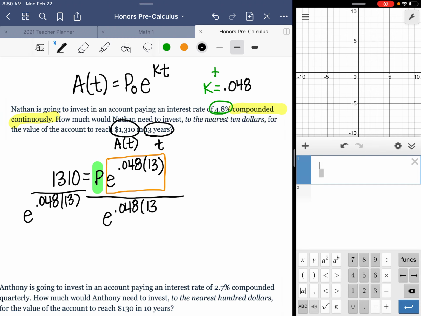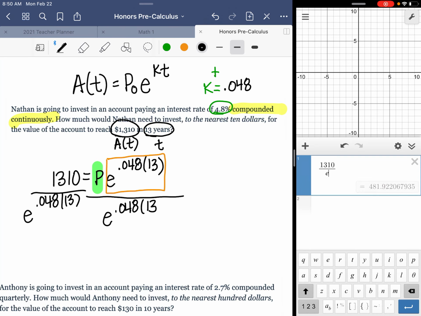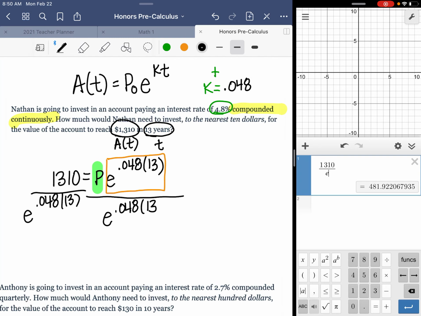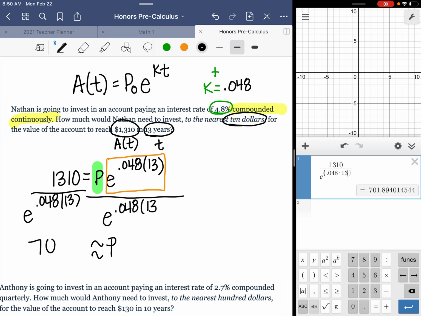And then I could put it right into Desmos. I'm going to go ahead and set my fraction up with a division symbol first. And remember, e you just get from the keyboard. And I'm going to raise that to parentheses 0.048 times 13. And we get that P is approximately, now it says round to the nearest $10, so I have 701.89. We're actually going to be looking at the tens place, which is going to be that 0. The 1 is not going to round that up. So if you were putting your answer in, they would expect you to put in $700.